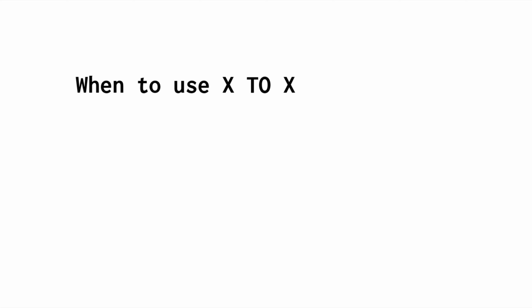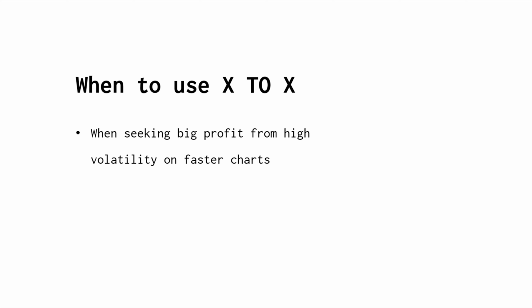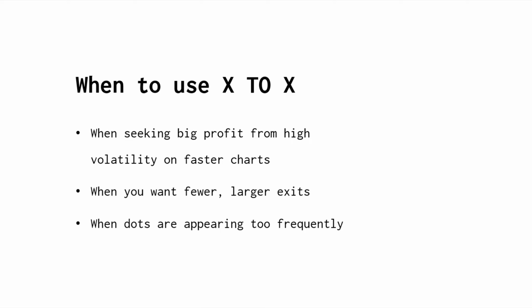For the X to X trading technique, this is when you can use it. When you're looking for big profit from high volatility tickers on fast charts. Think about the QQQ, the SPY, those tickers that have huge price swings in short amounts of time, you can maximize your profits using the X to X technique. And when you want fewer, larger exits, you're not so interested in trading high frequency, but you would like to have high profits. And then finally, when there are too many dots, if you're trying to use other techniques where the faster signals are appearing too frequently, you can use the X trading to secure larger profits with less noise in between.